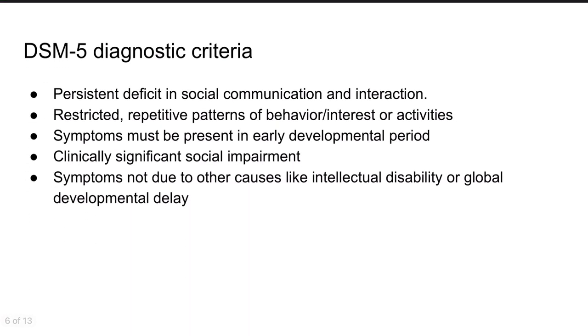Now, the DSM-5 diagnostic criteria for autism spectrum disorder are: there is persistent deficit in social communication and interaction. There are restrictive or repetitive patterns of behavior, interest, or activities. Symptoms must be present in the early developmental period, and there is clinically significant social impairment. Symptoms are not due to other causes like intellectual disability or global developmental delay.